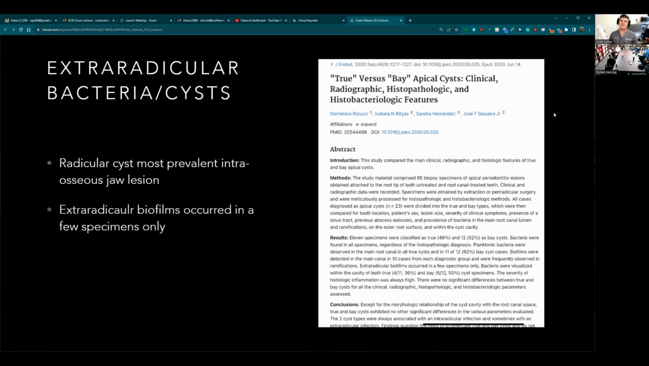You really don't see a lot of extraradicular biofilms. Most of the time, the bacteria stay inside the tooth. They don't get to the outside. So it's not a super, super common thing. This is more of a histological-centered outcome if there is bacteria inside there, hence Ricucci being on there. And really, this is where it comes down to, do you want to do a surgery or do you want to try to do orthograde retreatment first? And that is very much a doctor and patient conversation.